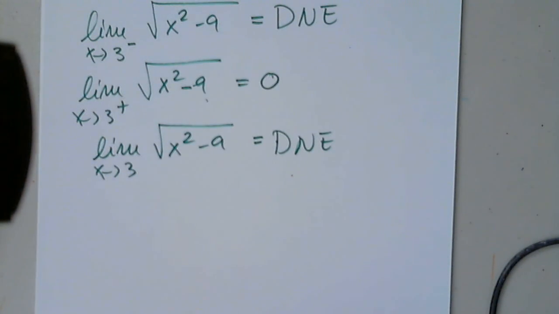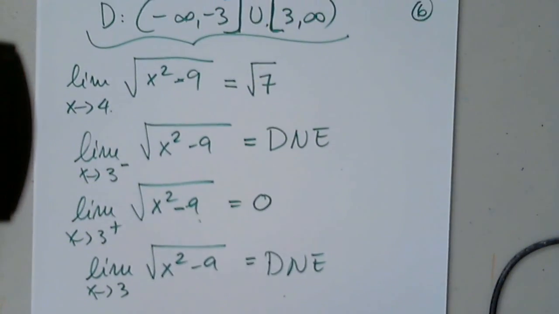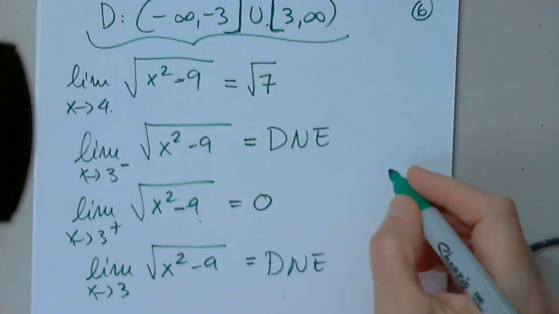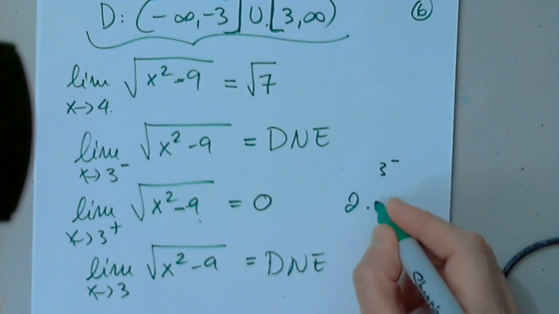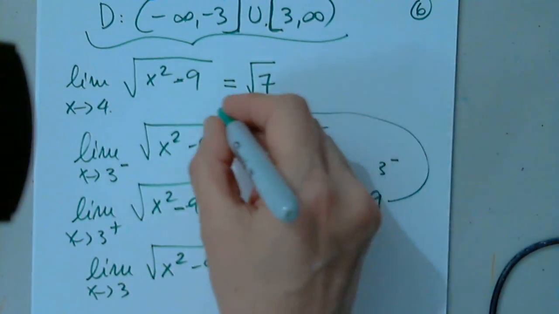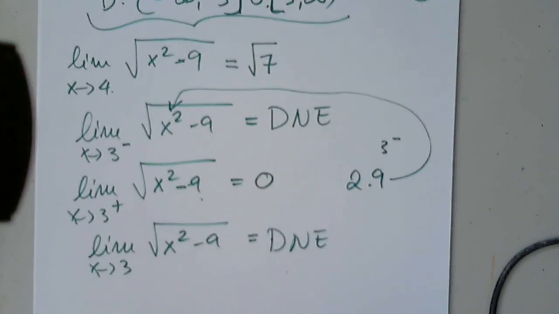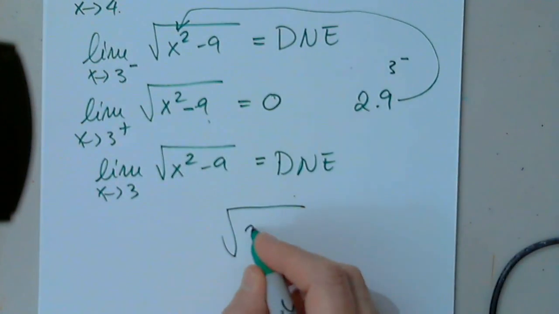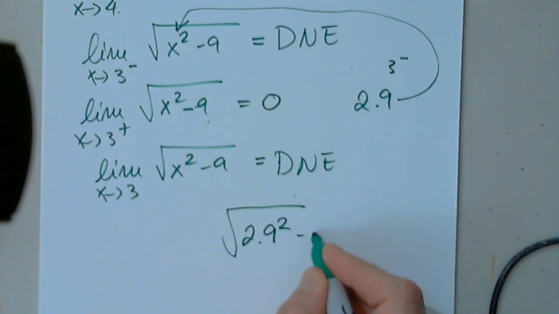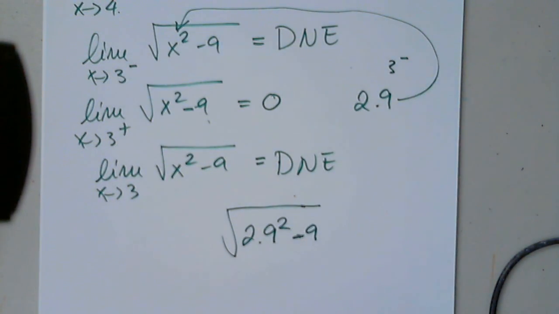Why is the limit from the left not in the domain? Can you explain that more thoroughly a little bit? So 3 from the left means 2.9. Can you plug in 2.9 here? Try. Put it in the calculator. So write it like this: the square root of 2.9 squared minus 9. And tell me what the calculator gives.